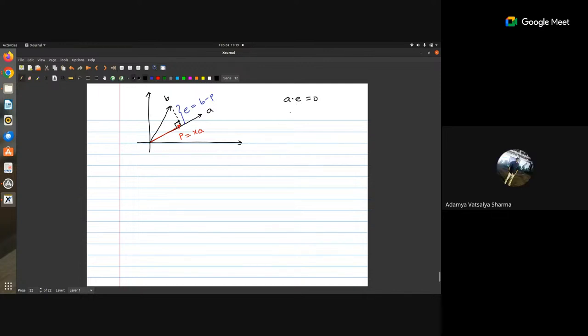Okay, so I was saying that when I'm projecting B onto A, there is an error vector E, which is also a vector, and it is perpendicular to A. That means A and E are orthogonal to each other, right? So the dot product will be zero, or I'll say that A transpose E equals zero. But what is E? The error vector is B minus P, correct? So A transpose times (B minus P) equals zero. But what is P then?